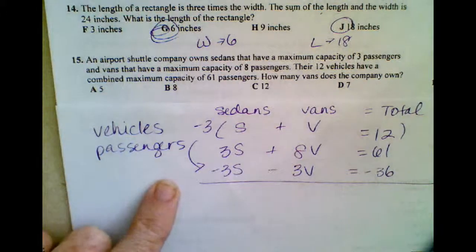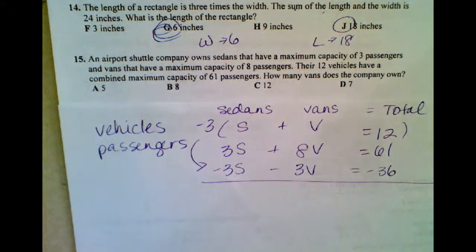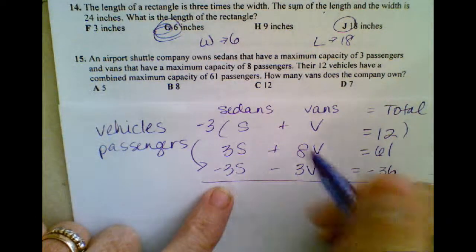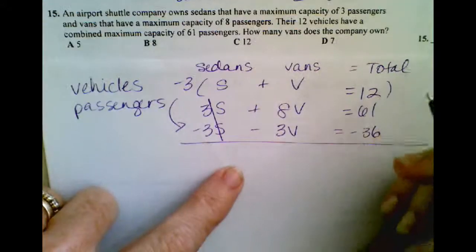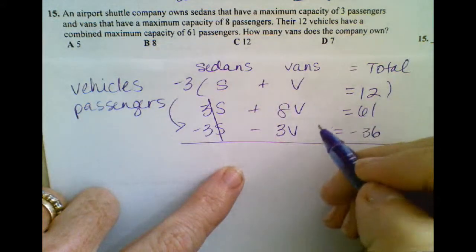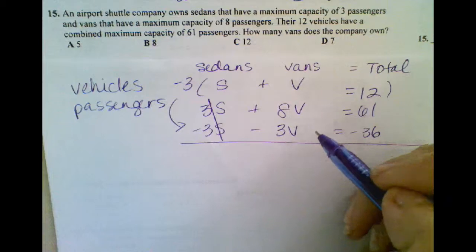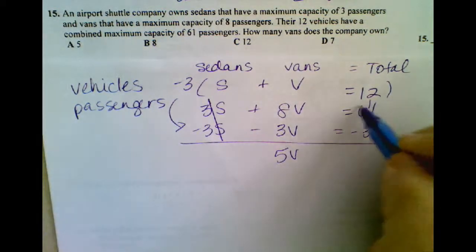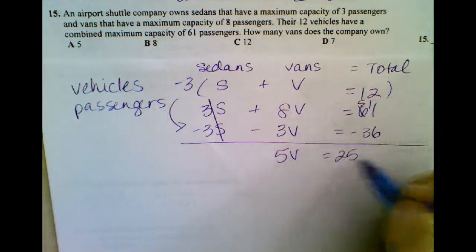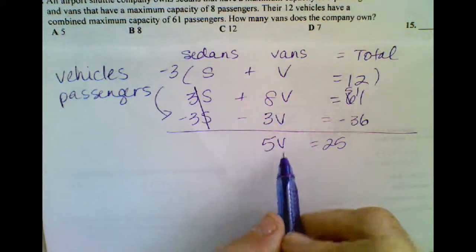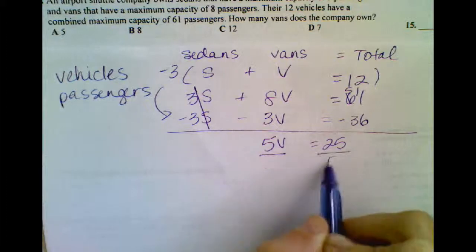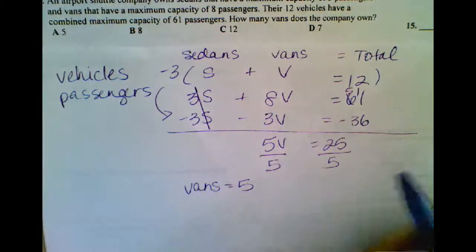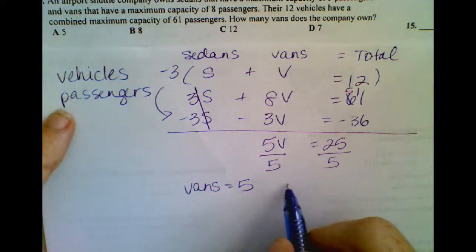Okay. Sorry. Quick question, so sorry. Michaela, so what's 3S minus 3S? What do they do to each other? They cancel each other out. What's 8V minus 3V? 5V. And what's 61 minus 36? 25. Nice. Okay, then what do I do? Divide by 5. So how many vans do they have? 5. If they have 5 vans and there's 12 vehicles total, how many sedans must they have?